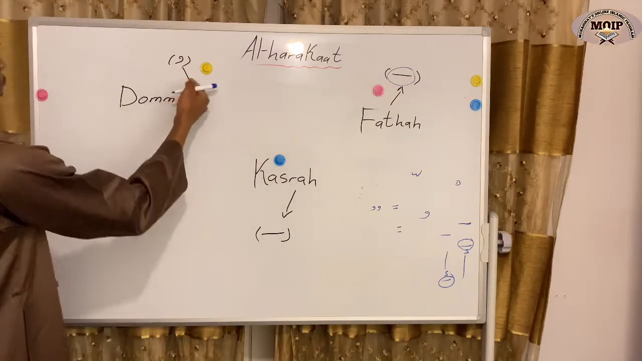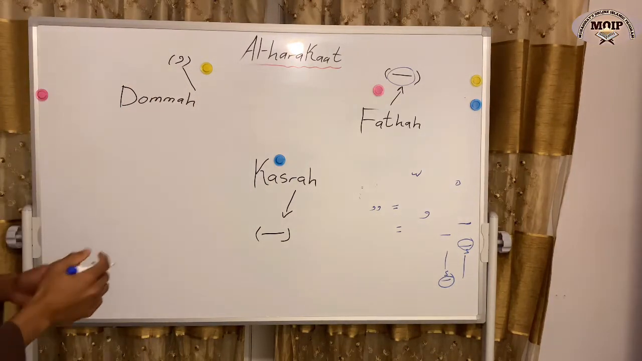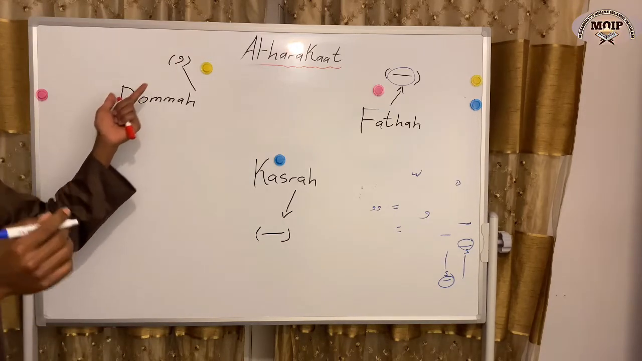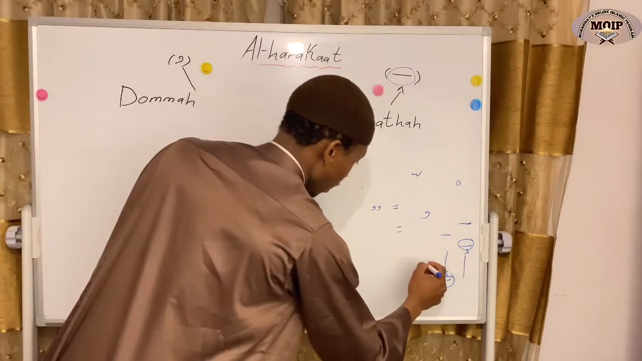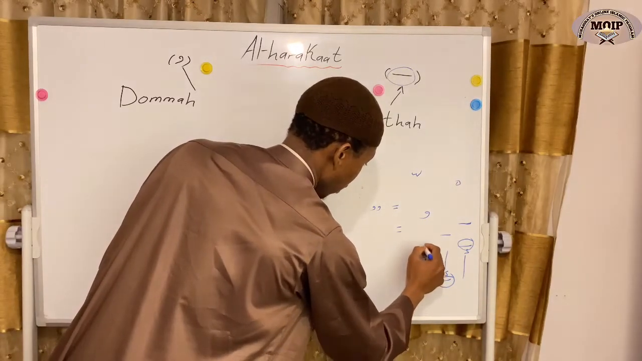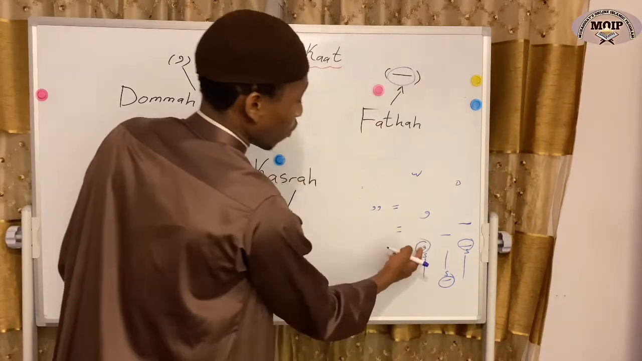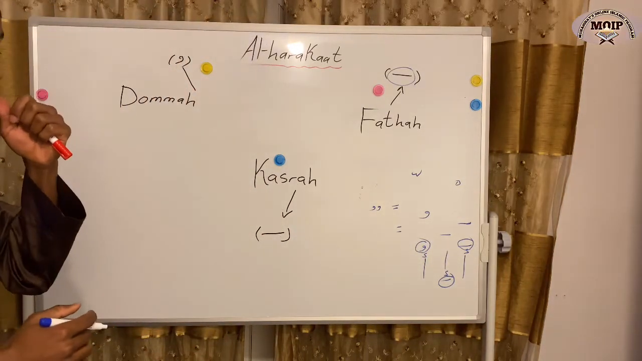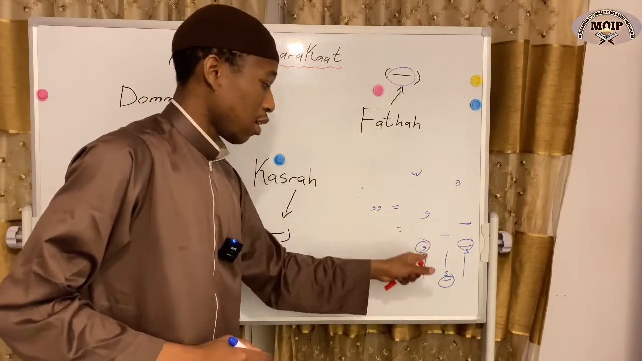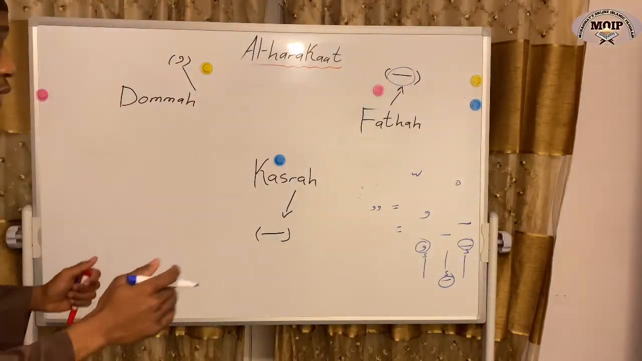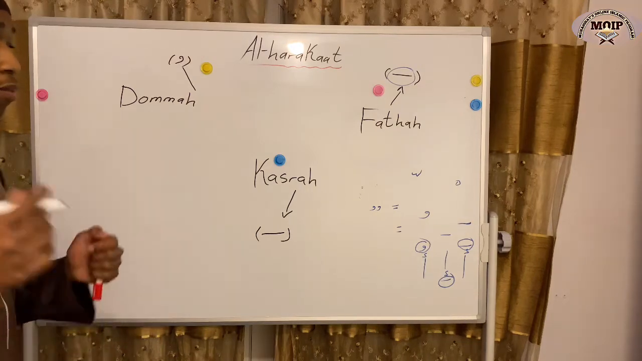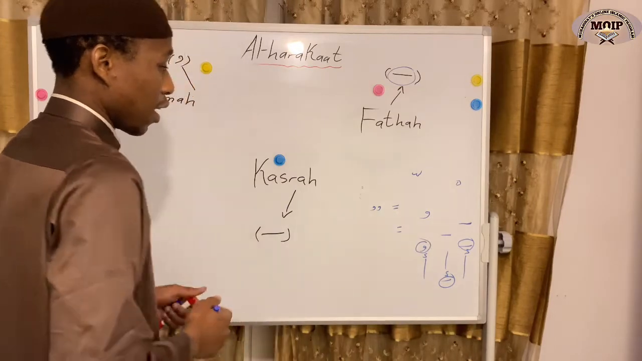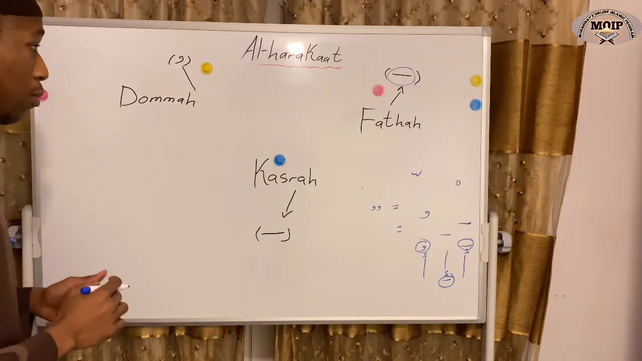Okay? Good. And the last one we're going to learn today is Dhamma. Dhamma is so simple. It's just like a small wow, as you can see on the board. Let's take Alif as an example again and apply Dhamma on it. You see? This small thing like wow, we call it Dhamma. Okay? Fatha, Kasra, Dhamma. Now let's learn the pronunciation, and maybe in my next video, I'm going to start applying them on letters and doing the pronunciation, bi'idhnillah.